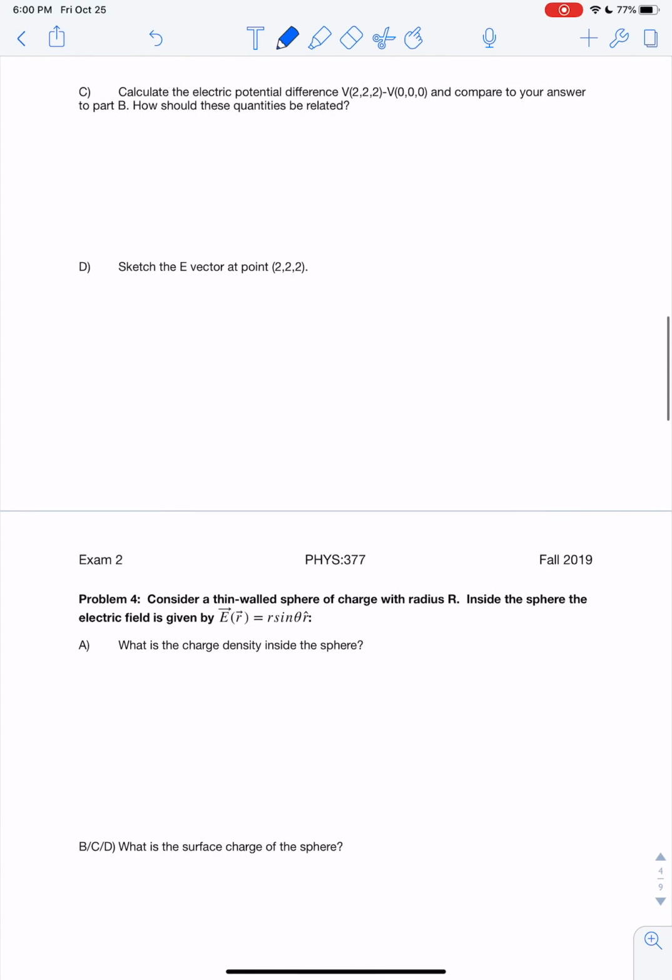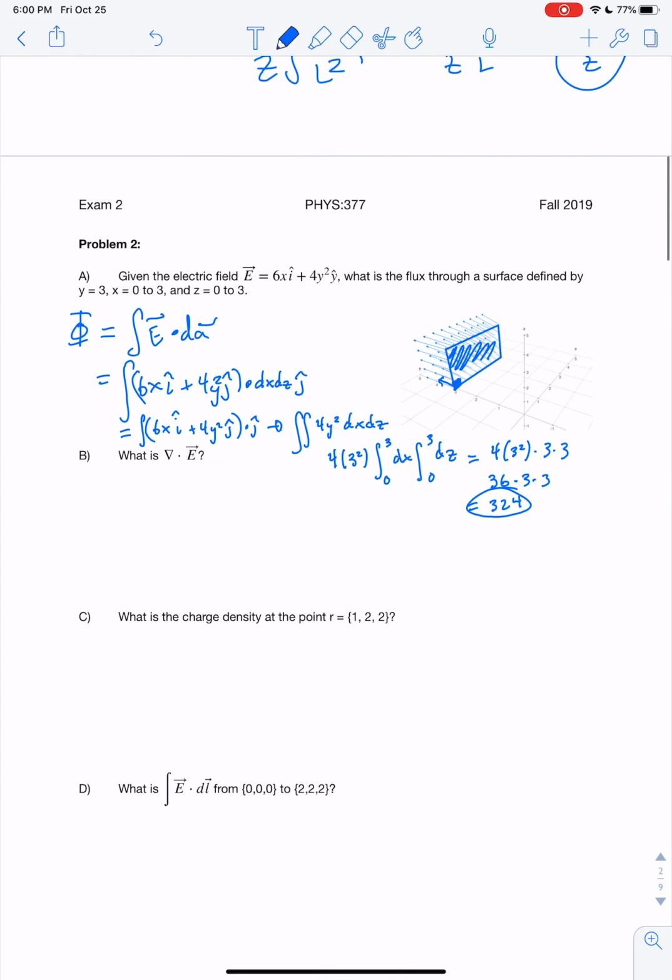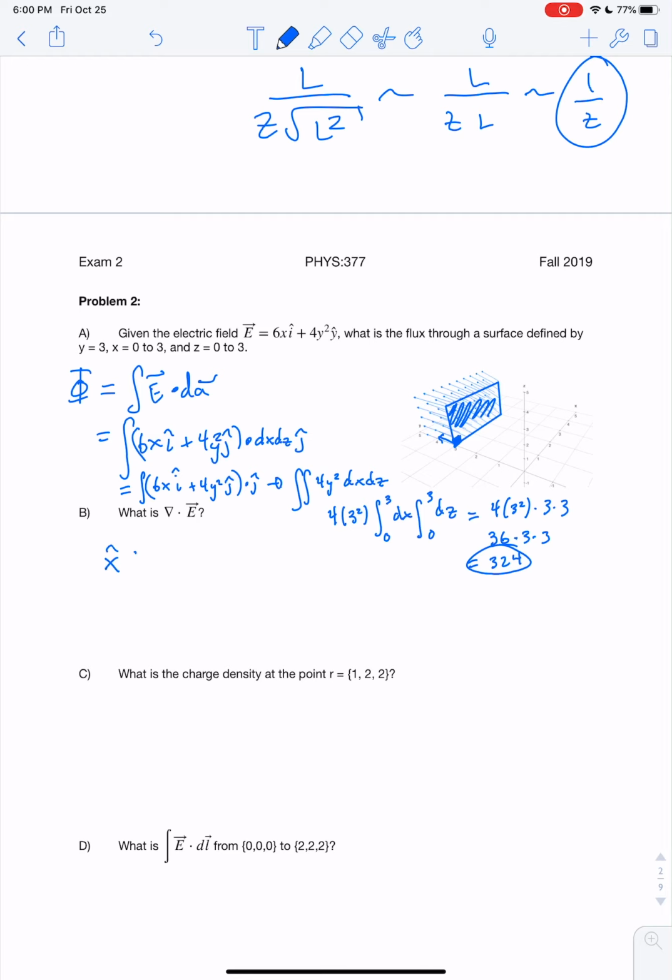And so we're going to have x hat d dx, and then times, let's just write it all out, 6x x hat plus 4y squared y hat, plus y hat d dy, 6x x hat plus 4y squared y hat, okay?